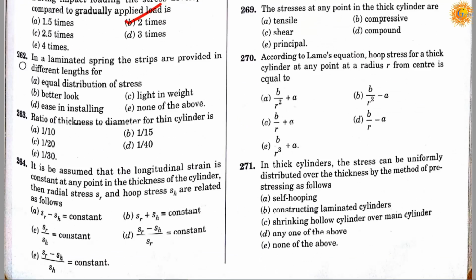Question number 262. In a laminated spring, the strips are provided in different lengths for: option A, equal distribution of stress; option B, better look; option C, light in weight; option D, ease in installing; and option E is none of the above. So correct answer is A, it will be because of equal distribution of stress.